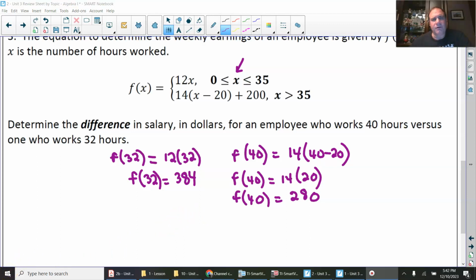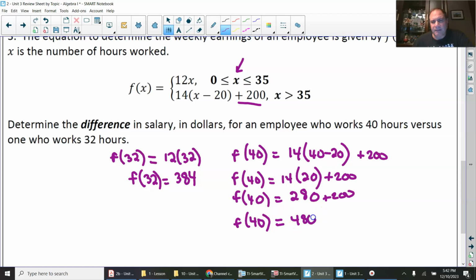realized I was doing something wrong here. I forgot about this plus 200. You see that plus 200? Don't forget about that. Because it didn't make any sense. The person working 40 hours was less. So it's like a common sense kind of thing that stopped me, and I was making a mistake. I kind of saw on the fly that it did not make any sense that a person that worked 40 hours made less than a person that worked 32 hours.